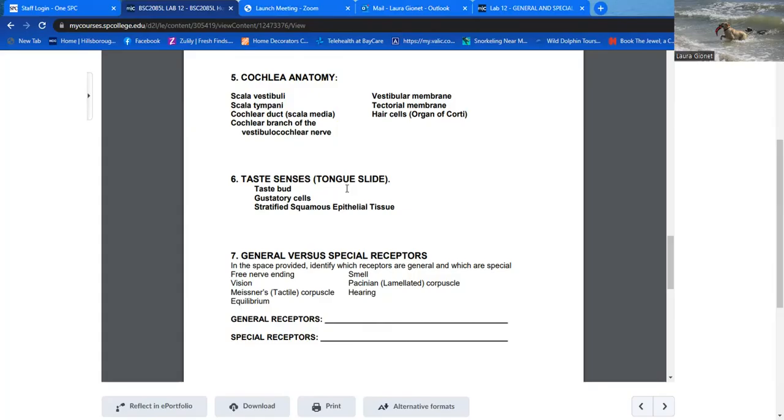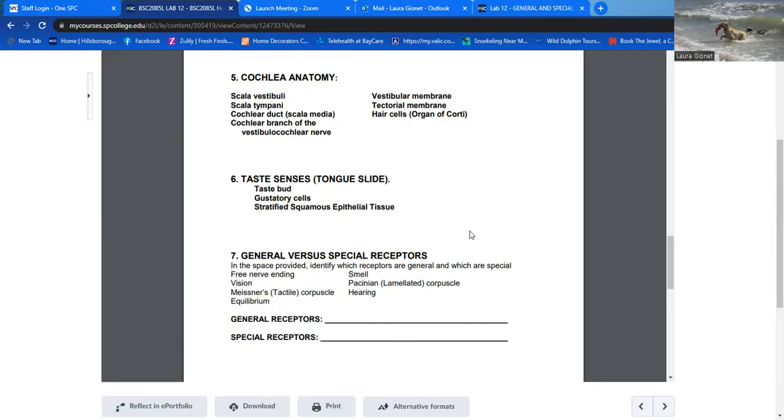And then that can be transmitted along whichever cranial nerve supplies that region. If it's the anterior two-thirds of the tongue, it's conveyed on the facial nerve. If it's the posterior third of the tongue, it's conveyed on the glossopharyngeal. If it's in what's called the laryngopharynx, and on the epiglottis, then it's conveyed on the vagus nerve.